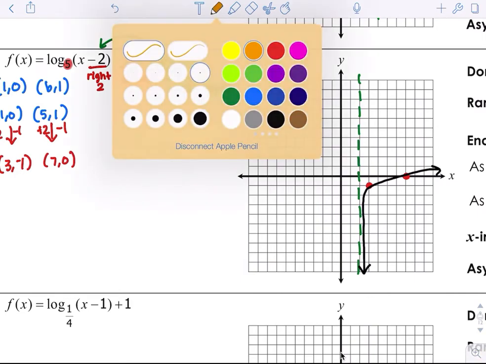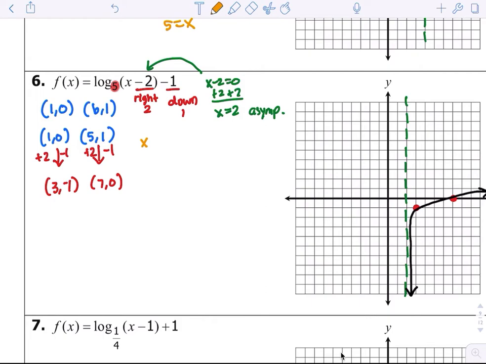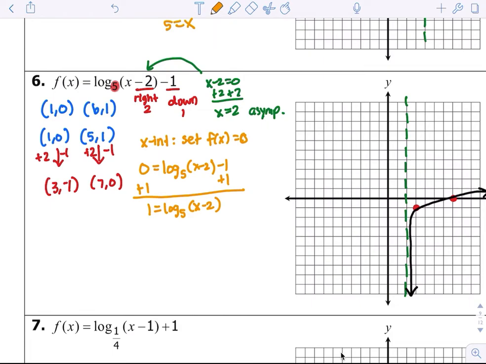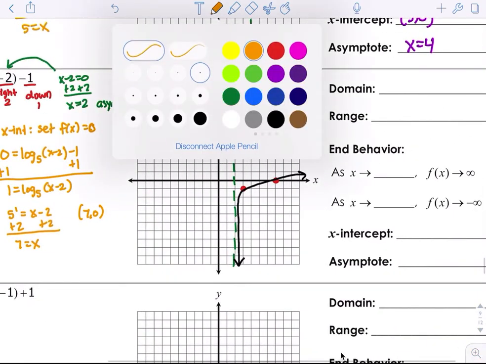Okay, x-intercept time. So the x-intercept is when you set f(x) equal to 0. So 0 equals log base 5 of (x minus 2) minus 1. Add 1 to both sides. 1 is equal to log base 5 of (x minus 2). Change it to exponential form. So 5 to the first power is equal to x minus 2. Add 2 to both sides. 5 plus 2 is 7, which is equal to x. (7, 0). So let's write this information down.